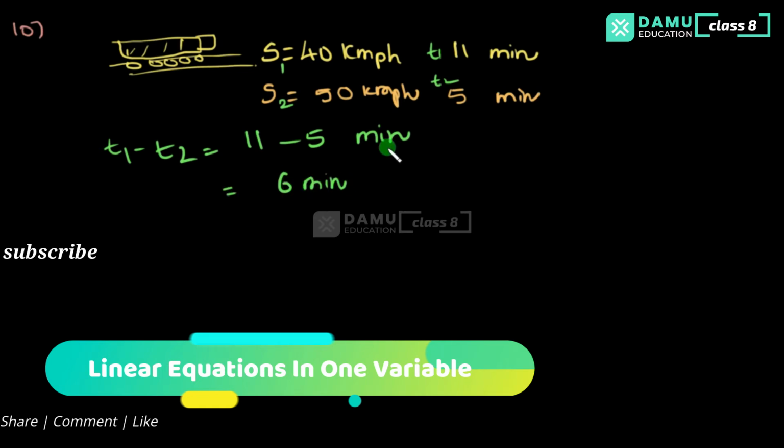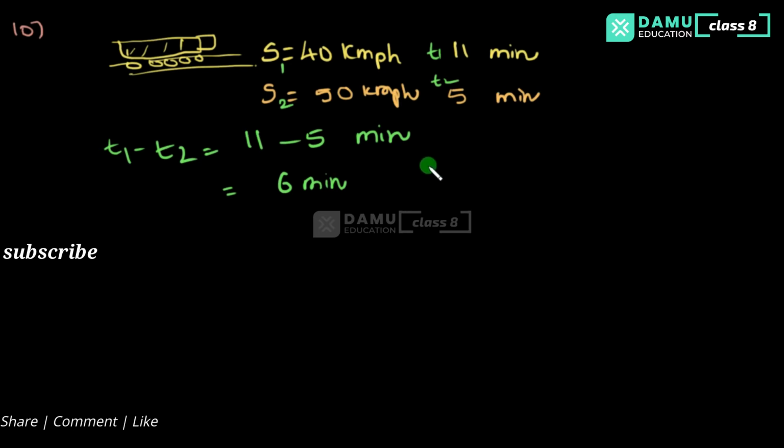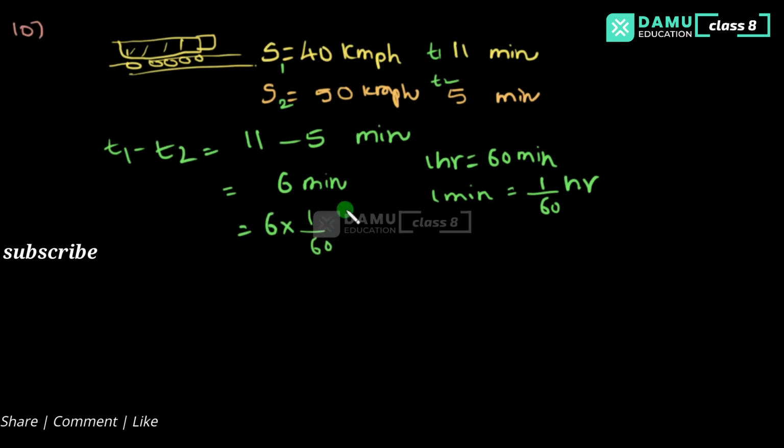So 6 minutes. The speeds are given in hours, so we have to convert these minutes into hours. 1 hour is equal to 60 minutes, then 1 minute will be equal to 1 by 60 hours. Then 6 into 1 by 60 hours, 6 ones are 6, 6 tens are 60, so 1 by 10 hours.